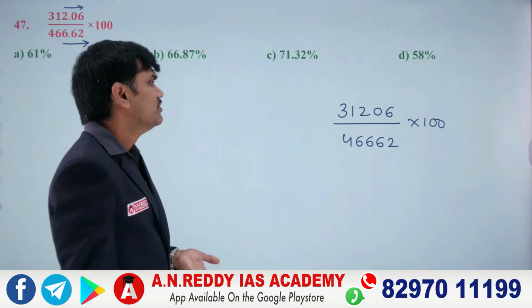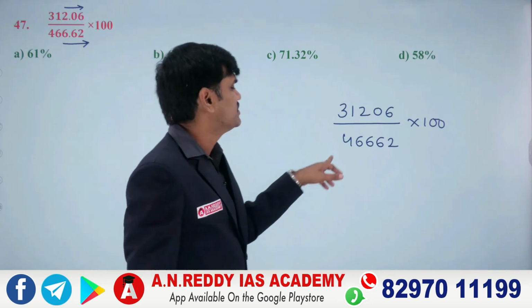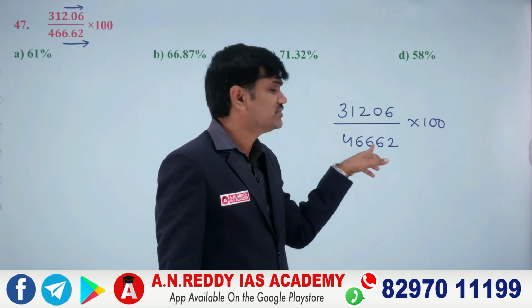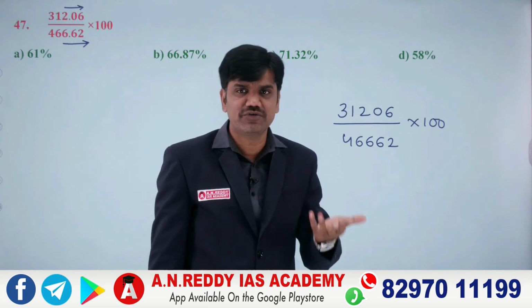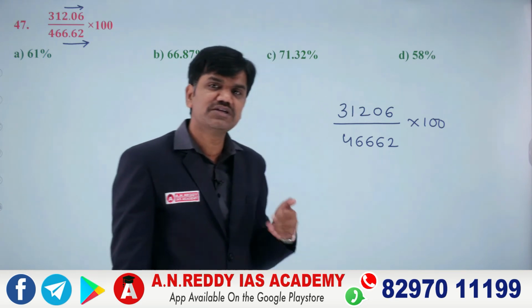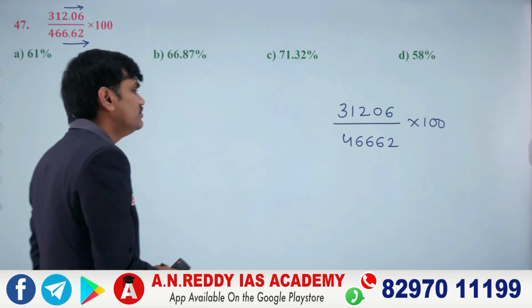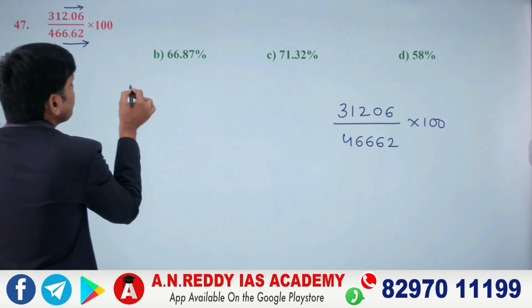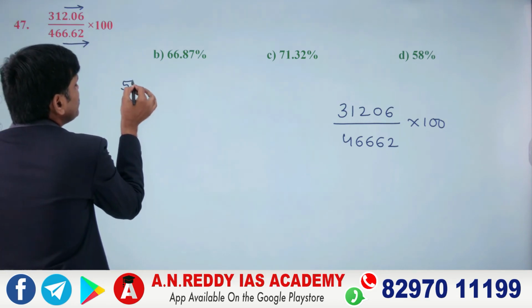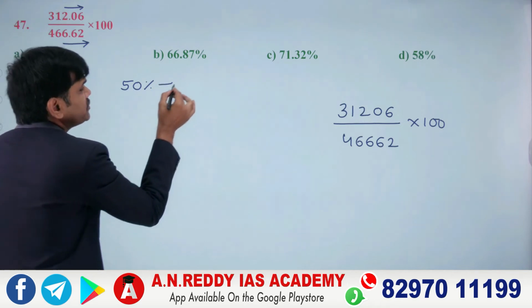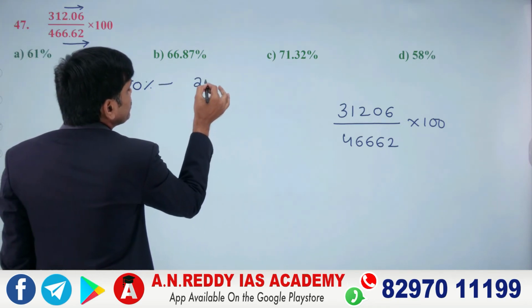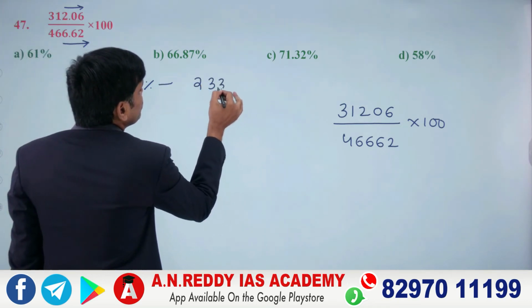Now let us try. See, I am not going to take 10%. 10% is 4666.2, and 6 times of that will be difficult for me. That's why I'll go to 50%, then I'll add 10%. Like that only I will do. Check it out now. 50% of 46662 will give me how much? 23331.